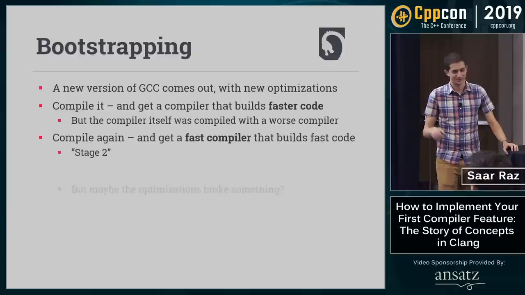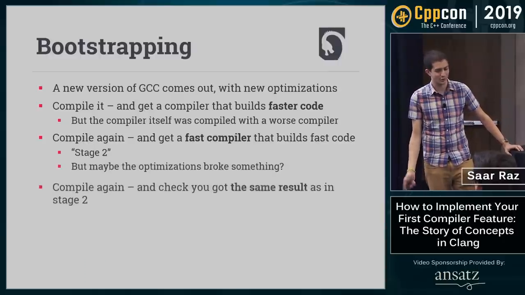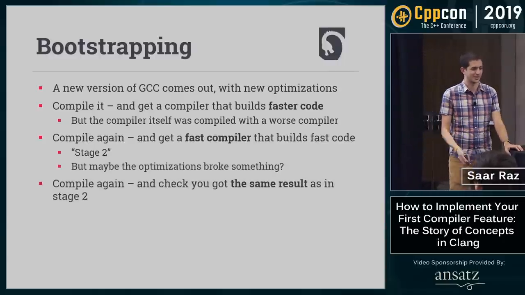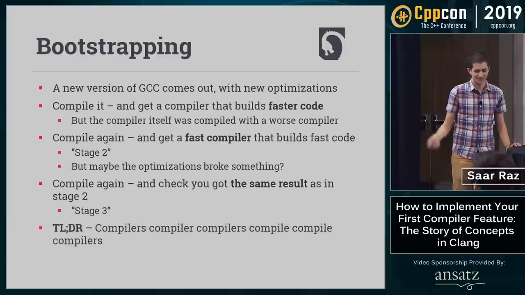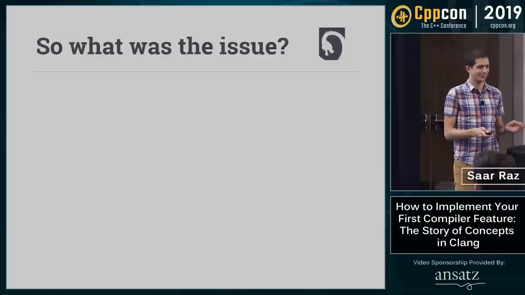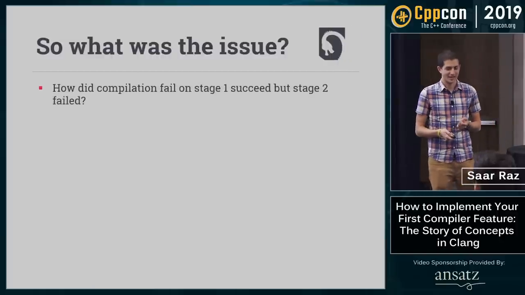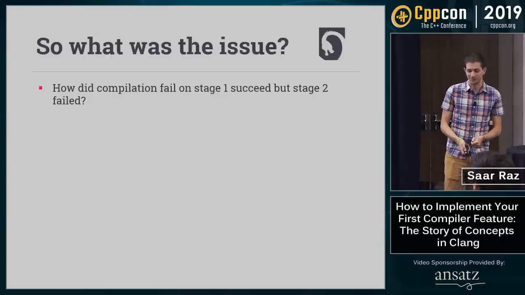This is stage 2. But maybe your optimizations broke something. So you compile it again and check whether you got the same result as stage 2, and this is stage 3. This is a TLDR if you didn't get it. So what was the problem? How come compilation failed only on stage 2 and not on stage 1?